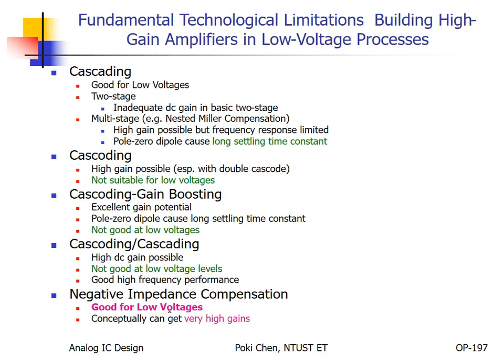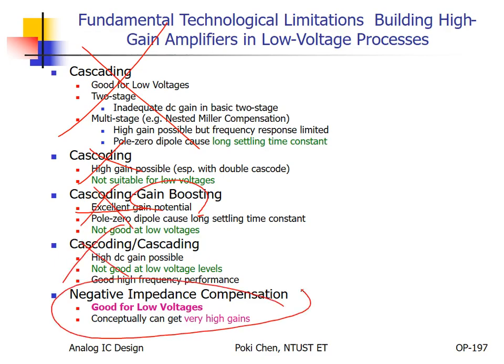So anyway, how about cascading? No good for new process, because only 2. No more than 2. Otherwise, you will get unstable situation. How about cascoding? Sorry, no good for low supply voltage. Cascode, forget about it. Gain boosting, cascode, no. So maybe only one way out. It is negative impedance compensation. In brief, positive feedback.